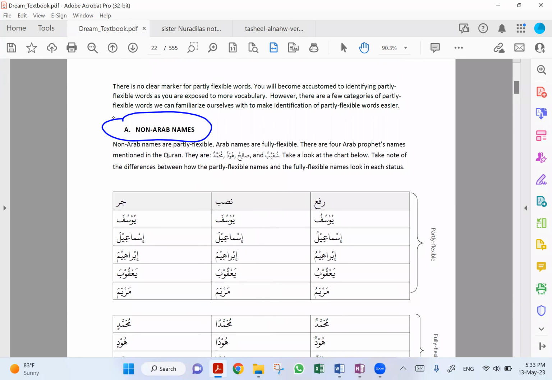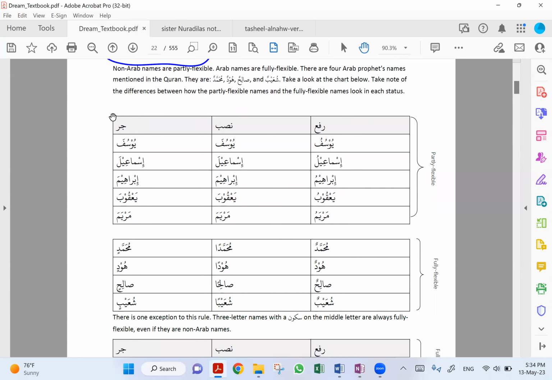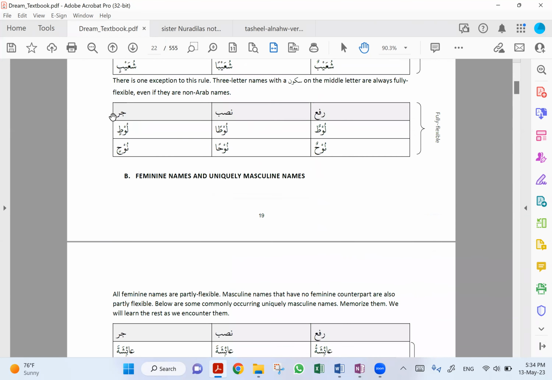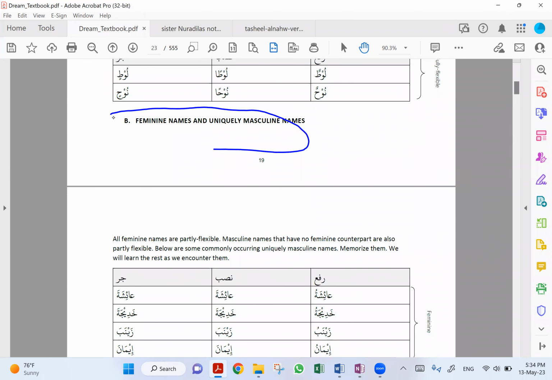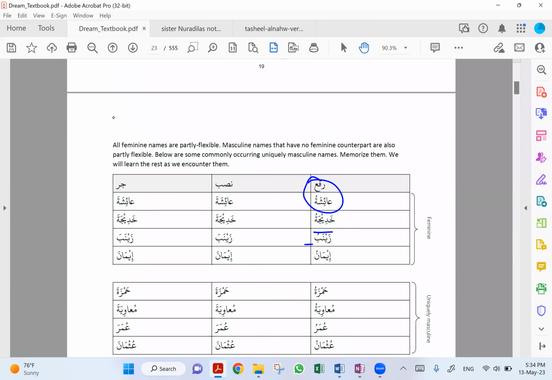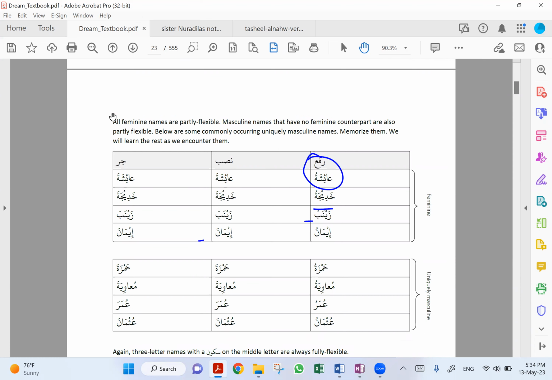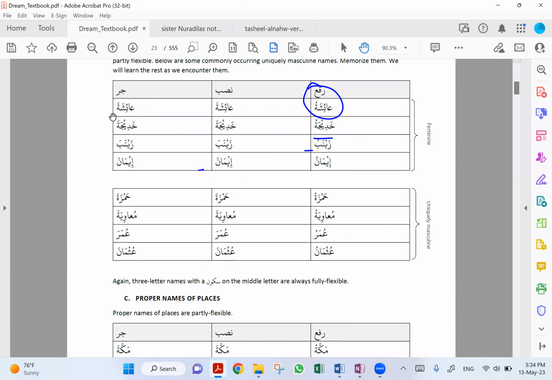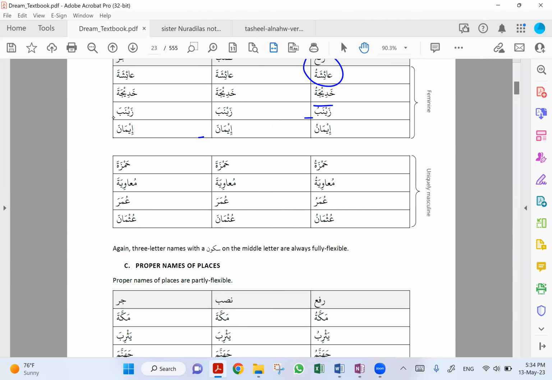So the first category that we learned about was non-Arab names. And we talked about Yusuf, Ismail, some of these names we mentioned. So that's one of the categories mentioned in the book. The other category mentioned in the book of Mamnu' min as-Sarf is feminine names and uniquely masculine names. Like, for example, Aisha, Khadija, Zainab, Iman, and they didn't really specify the reasons why these names are mamnu' min as-sarf. Inshallah, today we'll talk about what reasons they have. And then, of course, uniquely masculine names, like for example, Hamza, Muawiyah, Umar, Uthman. They just gave us some names but they didn't tell us why.